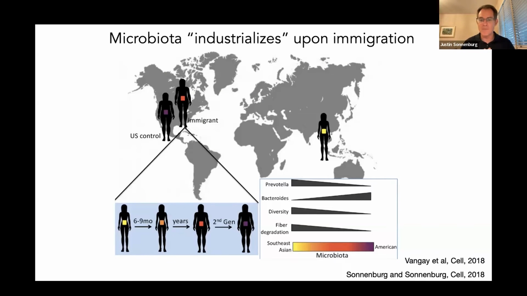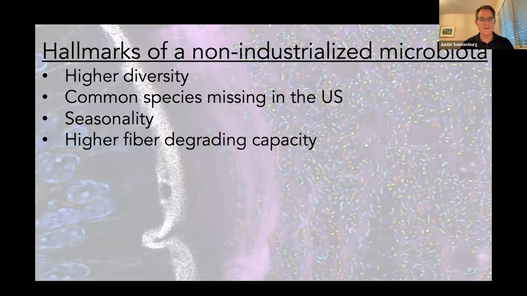There was a beautiful study published in the journal Cell from a group from Minnesota. They tracked immigrants coming to the United States and showed that within 9 months, their microbiome starts to look industrialized. And this change becomes more pronounced over time and in second generation individuals who have been born in the United States. So there can be real-time changes to the microbiome based on your lifestyle.